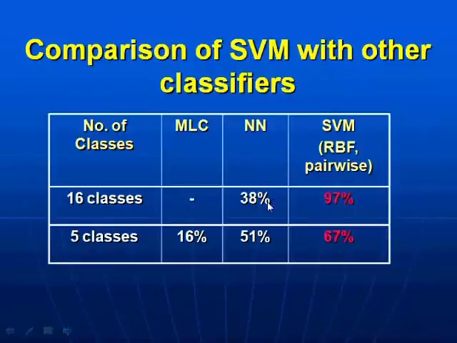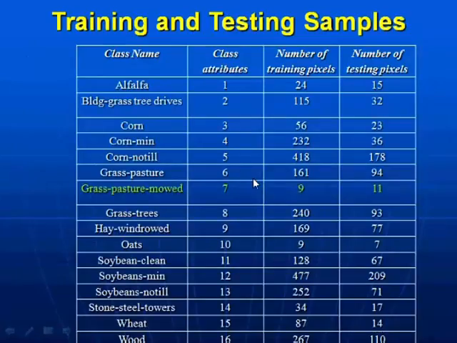When I applied maximum likelihood classification, a parametric method, it basically failed in the case of 16 classes, whereas the neural network classifier gave me 38% accuracy and SVM gave me 97% accuracy, which in fact is a significant increase in accuracy of classification from hyperspectral data. Then I also used spectral correlation mapper and support vector machines to produce classification.